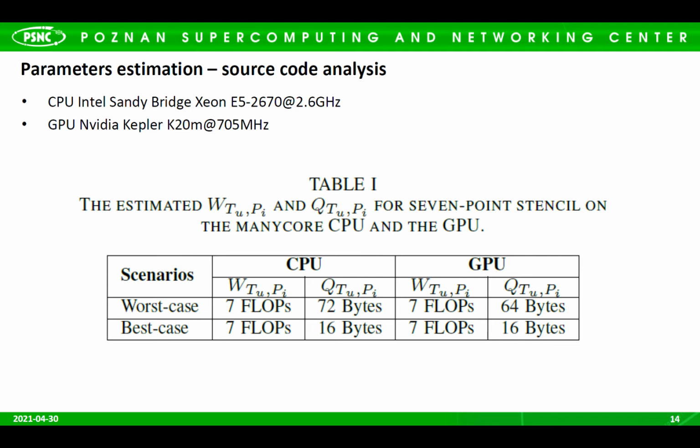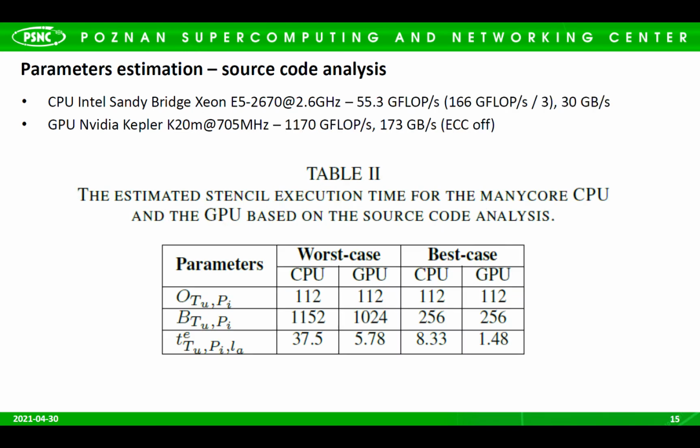For the best case scenario, 7 flops are executed, one word is loaded, and one is stored in memory. The write allocate policy can be omitted with streaming stores. However, streaming stores are not always appropriate as they bypass the cache. The source code analysis method allows estimating all the needed parameters to calculate the execution time of stencil computations without the need to access and execute the code on the processing unit.